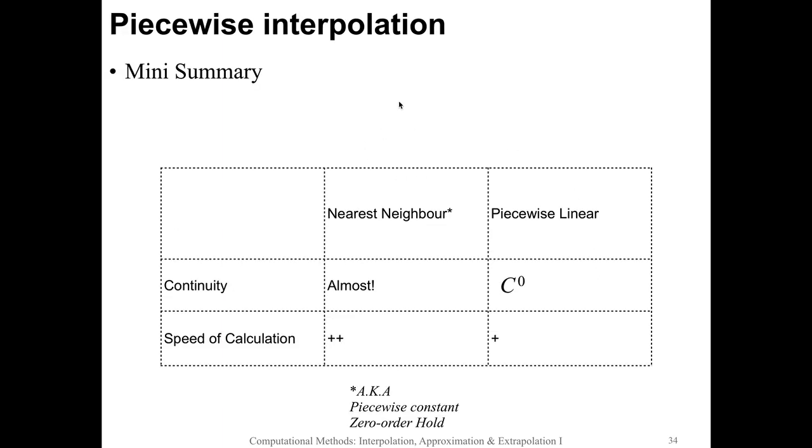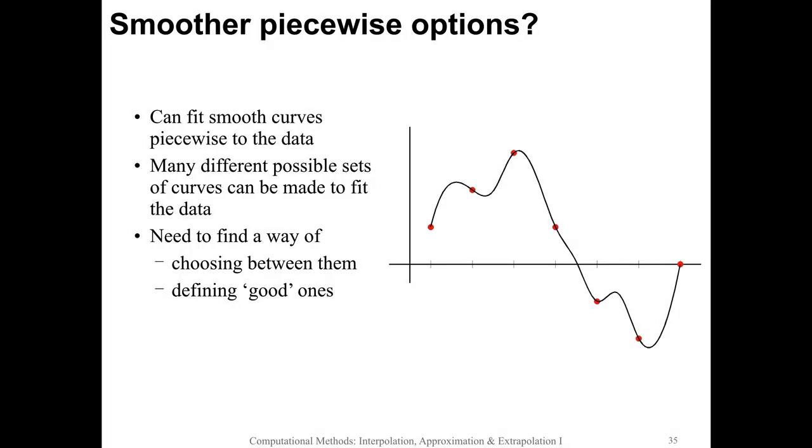So just to summarise, a little mini summary, we have nearest neighbour interpolation and piecewise linear interpolation. Nearest neighbour is almost continuous. Piecewise linear interpolation is actually a continuous function, even if it's not differentiable. Piecewise linear interpolation is fairly easy to calculate, but nearest neighbour interpolation is super easy to calculate. And here are just some different terms that are also used to describe nearest neighbour interpolation. So we've looked at nearest neighbour interpolation and linear interpolation.